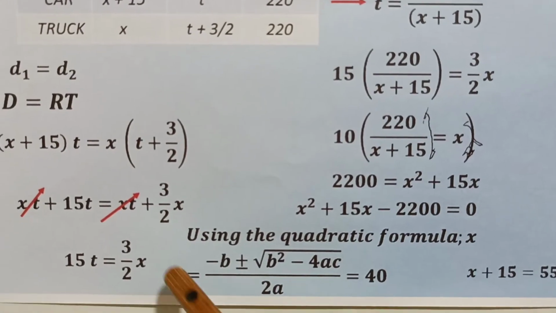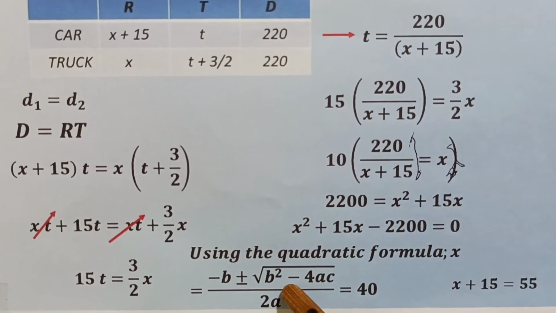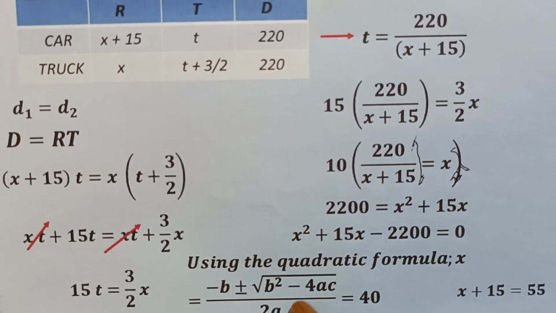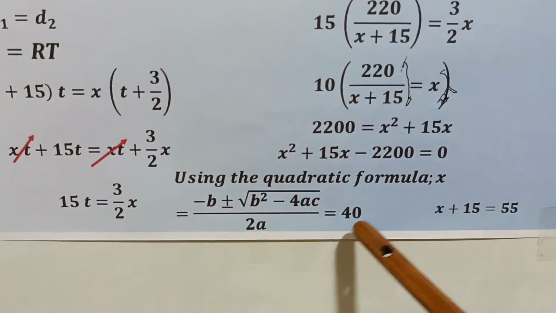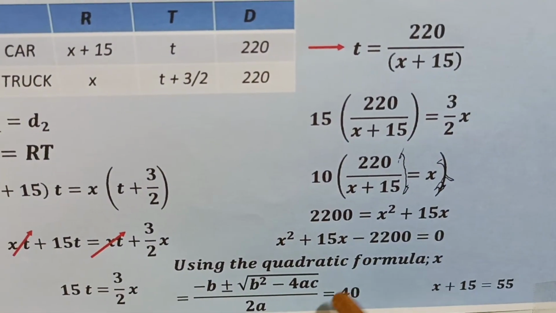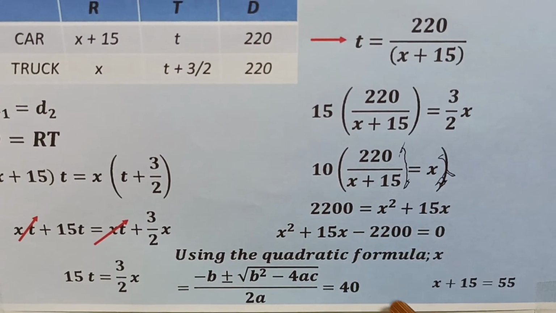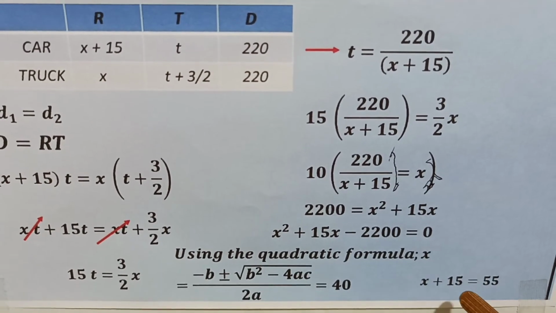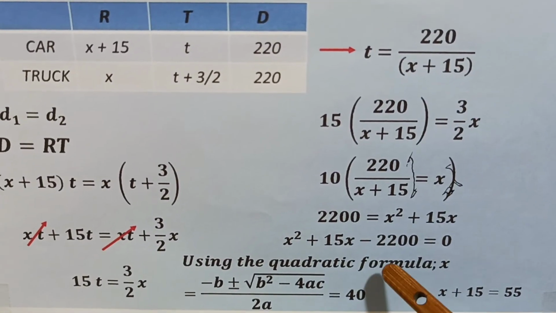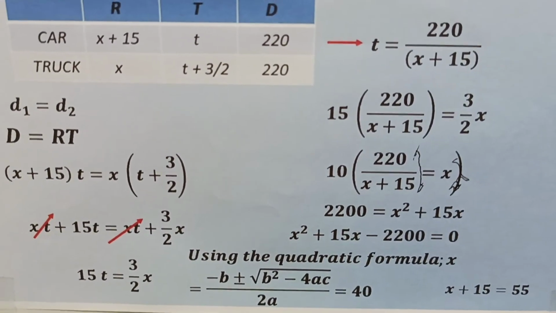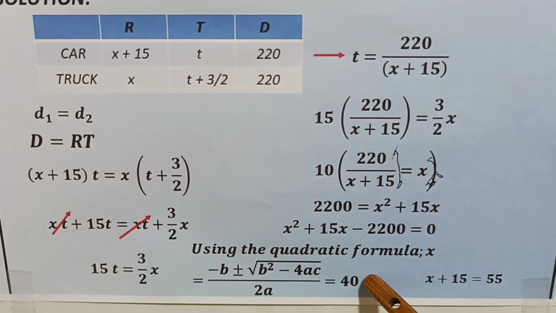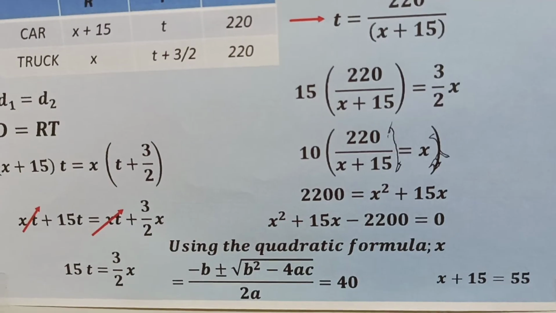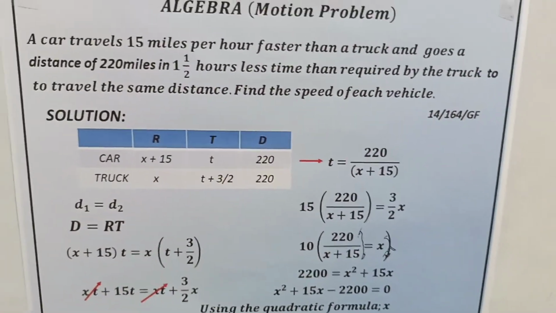So for the value x, the speed of the truck, and the speed of the car will be x plus 15. So we add 15 plus 40, that will be equal to 55. So the two unknowns are 40 for the truck, and for the car x plus 15, which is 55. So that's it. I hope you learned something here.